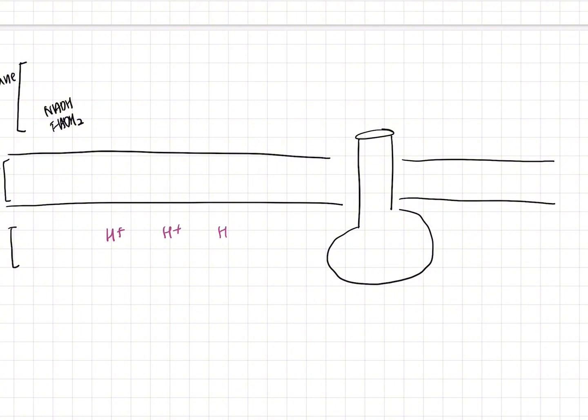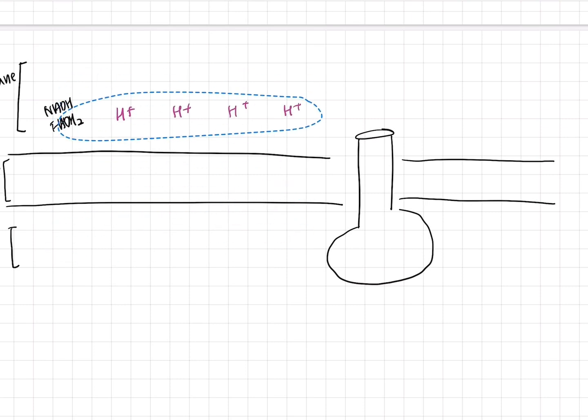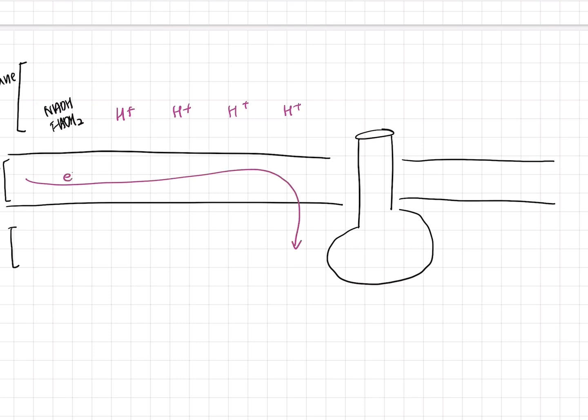So the hydrogen ions here are transported to the intermembrane space. And in order to allow the electrons to continue to flow, they must be transferred to a terminal electron acceptor at the end of the chain. And this is done by oxygen, and it forms water.